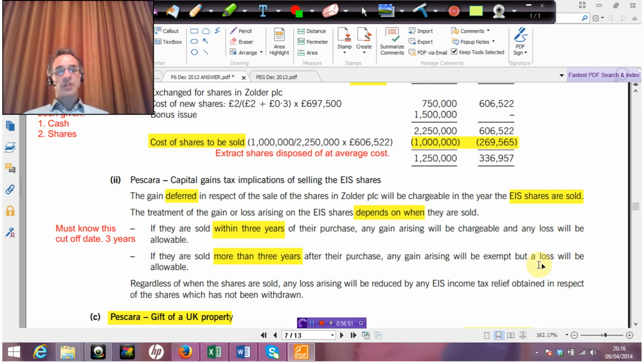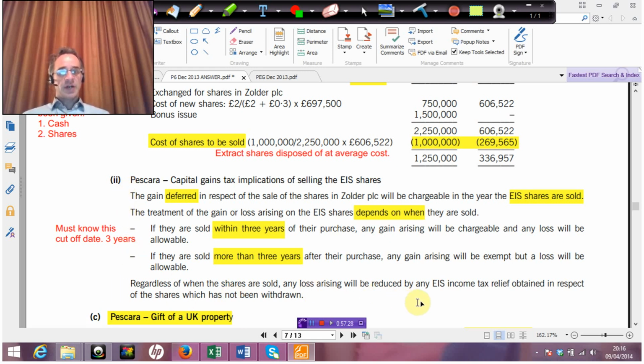So you notice that the loss is always allowable in relation to the disposal of EIS shares, okay? And in addition to that, if we hold the shares for more than 3 years, then there's no clawback of the income tax relief. They haven't asked us for the income tax implications here, so we didn't need to say this. But let's be aware that if you sell within that 3 years, you're going to lose that IT relief that you will have claimed in year 1. Okay, so really for me, those are the key points in relation to this particular area.